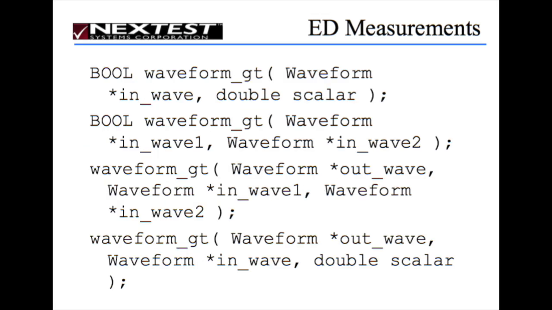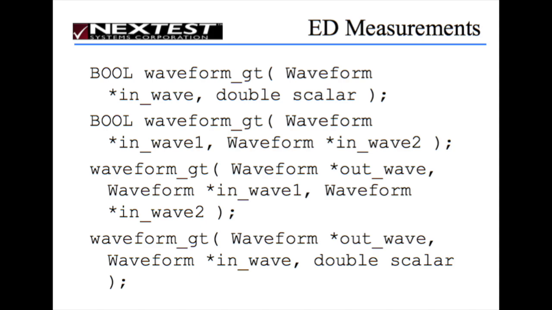There's 4 types. Boolean waveform greater than, you give it a waveform and a double scalar. That just says, is this waveform greater than this scalar? It returns a Boolean value. So if it is less than the waveform, then it returns a false. If it comes back true, that means it was greater than the scalar. Waveform greater than, waveform in wave 1, waveform in wave 2. That says, is this waveform greater than this other waveform? And so it returns a true if it is greater.